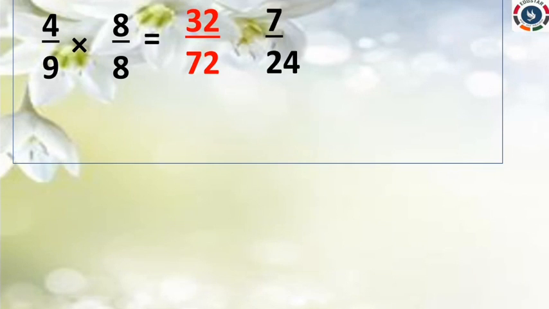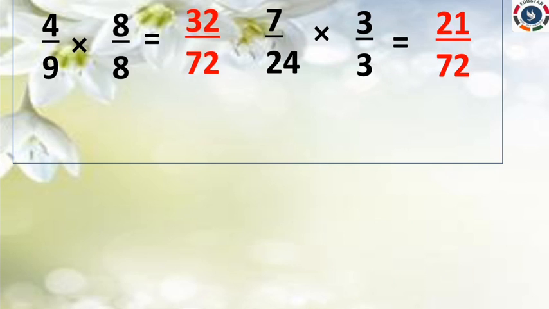Then 7 by 24. So what do you multiply by 24 to get 72? You want to multiply by 3. 24 threes are 72. So what you use in the denominator, the same value you want to use in the numerator. So 3 by 3. So 7 threes are how much? 21. So 7 threes are 21, divided by 72.